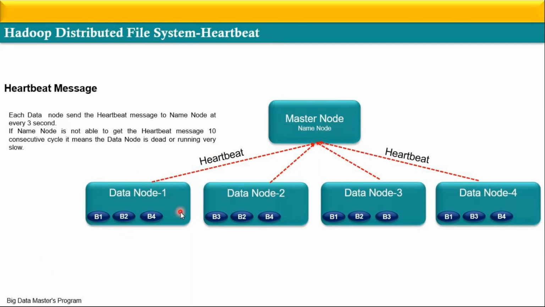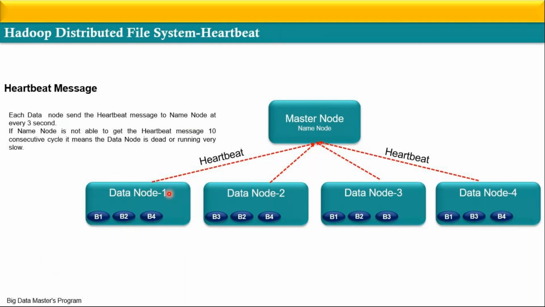And for 30 seconds, as I have mentioned here, if the name node is not able to get any information for 10 consecutive cycles, meaning in 30 seconds it cannot hear from the data node, then it thinks that this particular machine is not inside the cluster. There is some issue, and it is not able to establish a connection with me. So it treats this data node as a dead node, which is not sending heartbeat messages for 10 consecutive cycles. So that is the beauty.